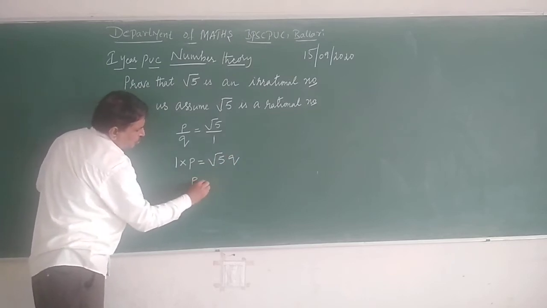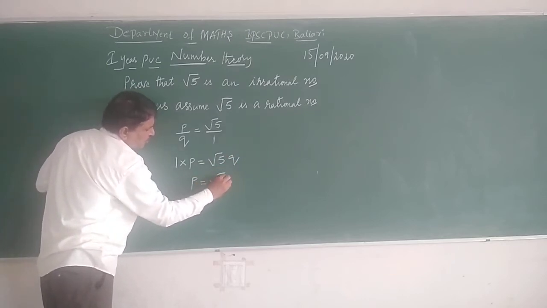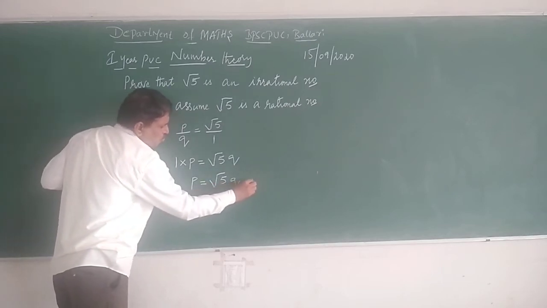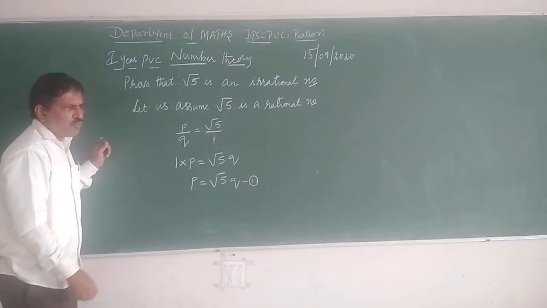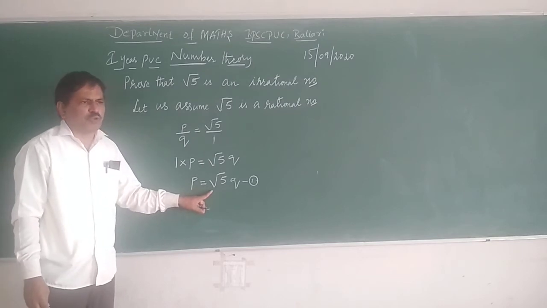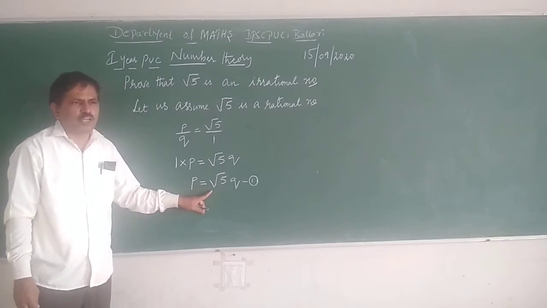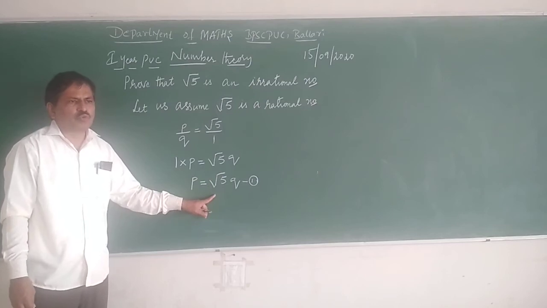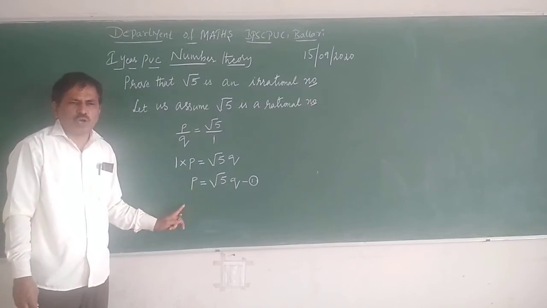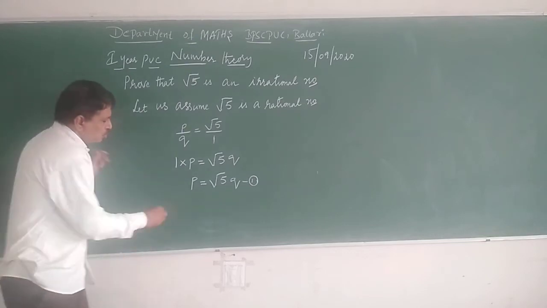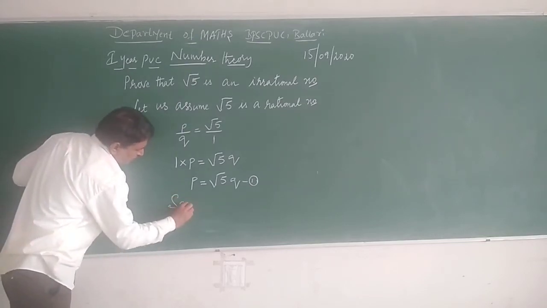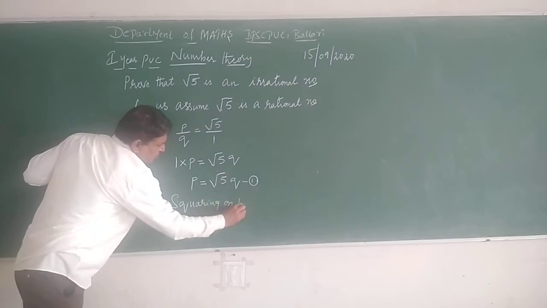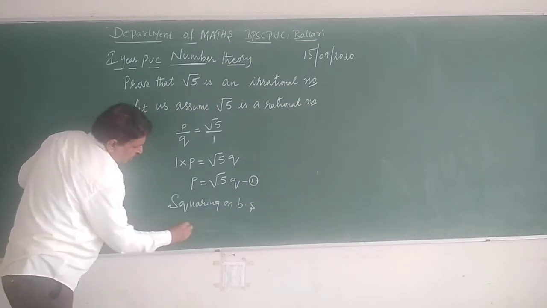Or p is equal to root 5 into q. You can take this as equation 1 if you want. Now wherever the root is there, we are supposed to remove the root. To remove the root, what do I need to do? I need to square this root 5. When you square on the left hand side, you should square on the right hand side also. So squaring on both sides.